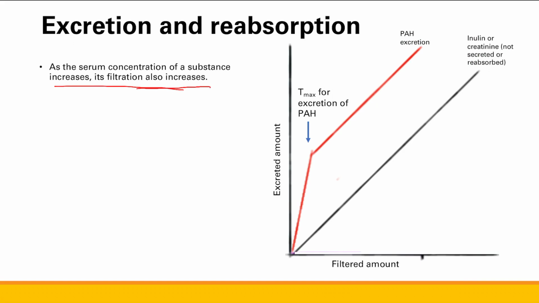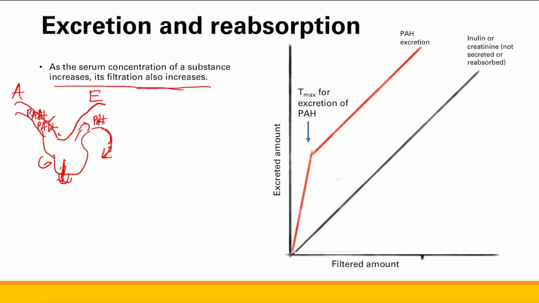Remember, PAH was the one that we said was maximally excreted. Okay, so let's draw it out again. We're going to go afferent arteriole, efferent arteriole, glomerulus. Some of that PAH is going to go here, and I simplified it before and said all of it goes there, but not all of it is going to be filtered out. Some of that PAH is going to go into the blood vessels after that. What were the blood vessels after the efferent arteriole?